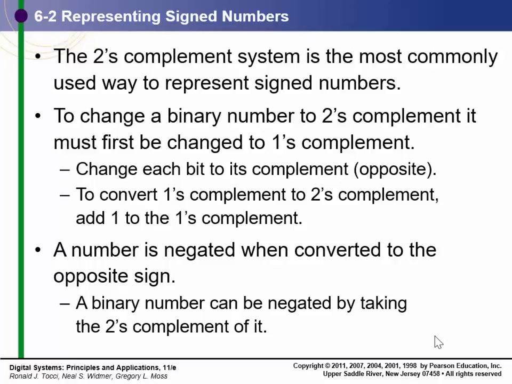A number is negated when it's converted to the opposite sign, and a binary number can be negated by taking the 2's complement of it. In other words, it's the same process of taking the 2's complement as going back from the 2's complement. It's the exact same technique. You just simply invert every bit and then add a 1 to the final result. If you've got a 16-bit number, it's the same process right there.